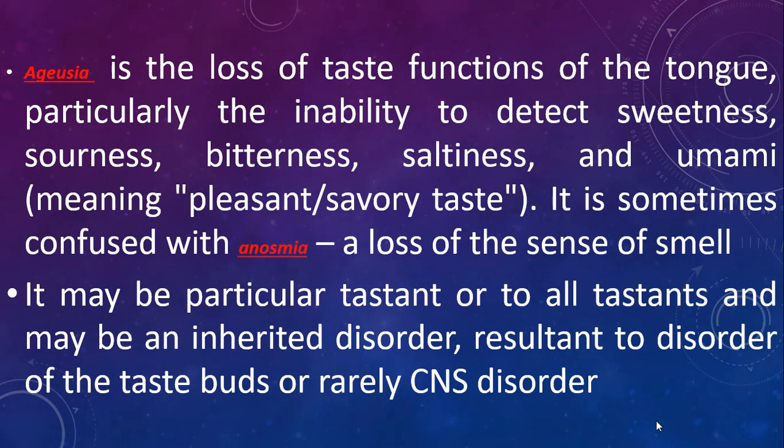Agisia is the loss of the taste functions of the tongue, particularly the inability to detect sweetness, sourness, bitterness, saltiness, and umami. Umami means pleasant, savory taste. It is sometimes confused with anosmia, a loss of the sense of smell. It may be particular tastant or too old tastant, and may be an inherited disorder resulting from a disorder of the taste buds or rarely the CNS, but mainly an inherited disorder.